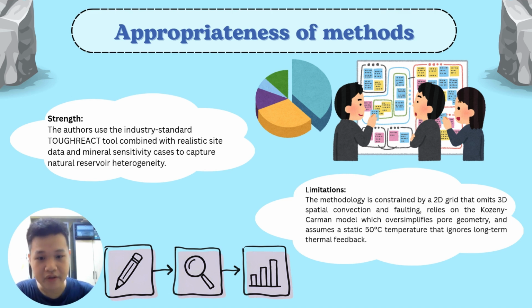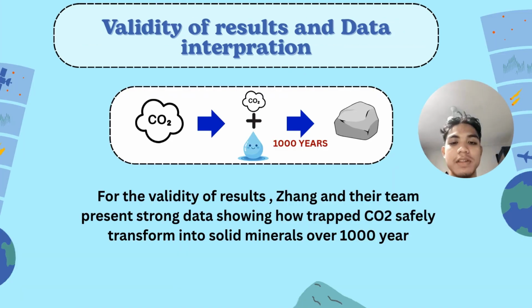But the limitation is the methodology is constrained by a 2D grid that omits 3D spatial convection and faulting, relies on the Kozeny-Carman model which oversimplifies pore geometry, and assumes a static 50 degrees Celsius temperature that ignores long-term thermal feedback. For the validity of results, Zhang and their team present strong data showing how trapped carbon dioxide safely transformed into solid minerals over 1,000 years.